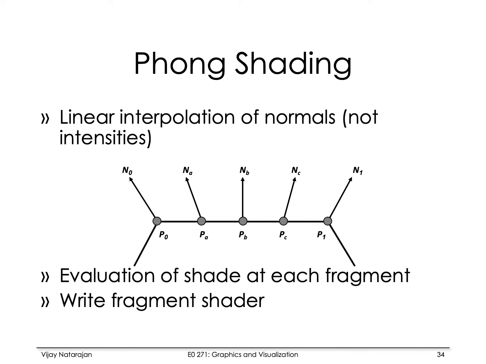So in Phong shading, what you do is you postpone the lighting calculations to the fragment shader. In the vertex shader, you simply compute the normals and then you allow the graphics pipeline to interpolate the normals. Within the fragment shader, you can now compute the light at every fragment.